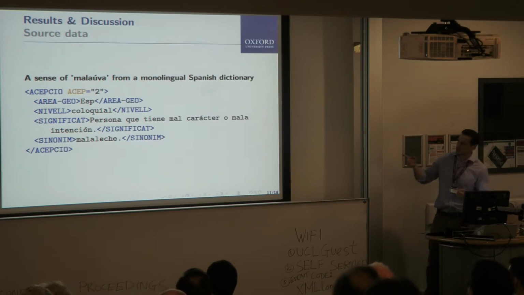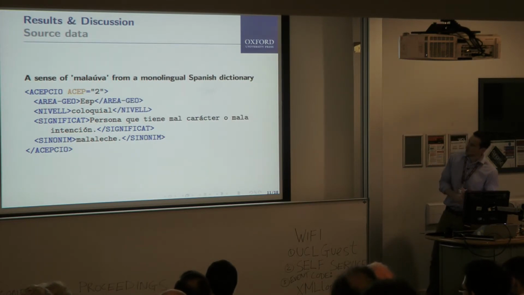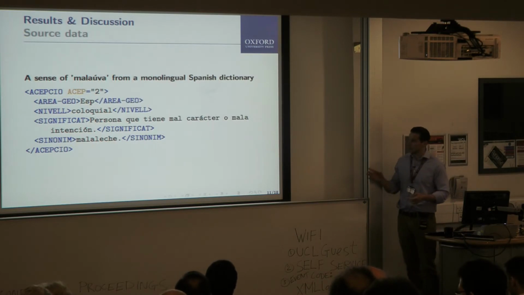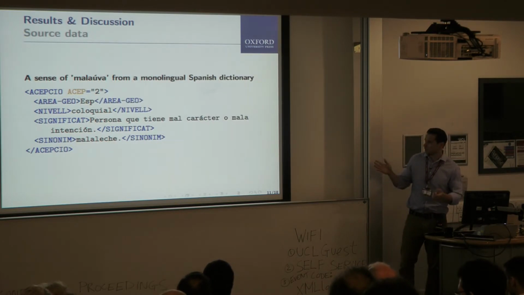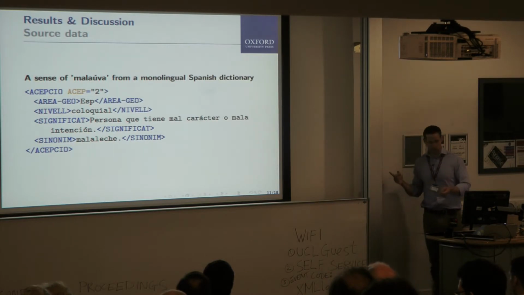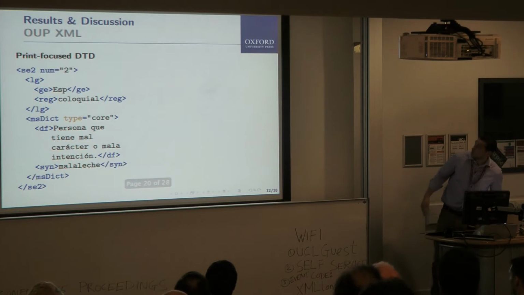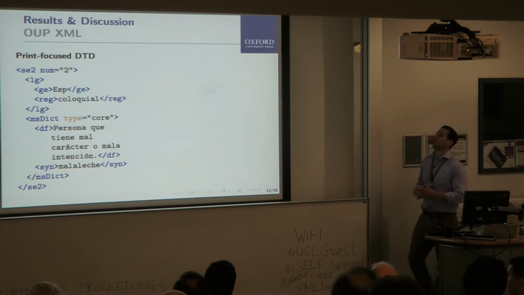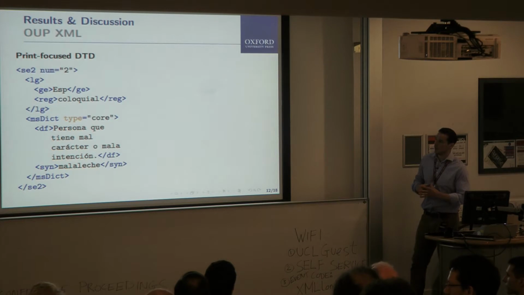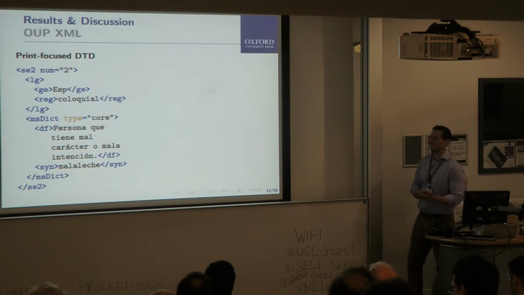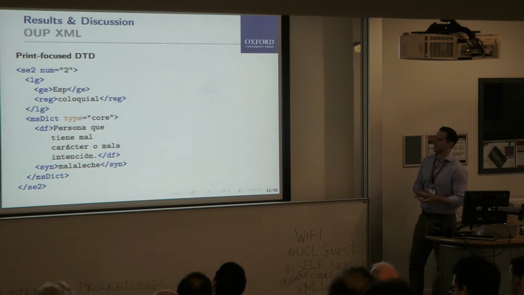It's got a straightforward sentence wrapper with the definition, synonym, and a couple of labels expressing the appropriate region and register. All right. So when we licensed this originally, we converted it into our print-focused DTD, and we traded the Spanish language element names and attributes for publishing and lexicographical abbreviations. Otherwise, it's pretty much the same.